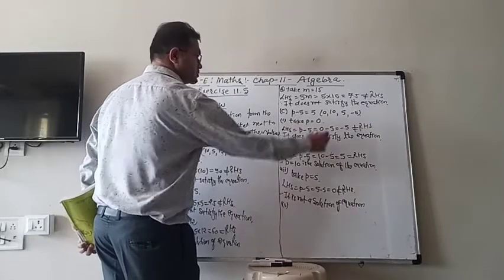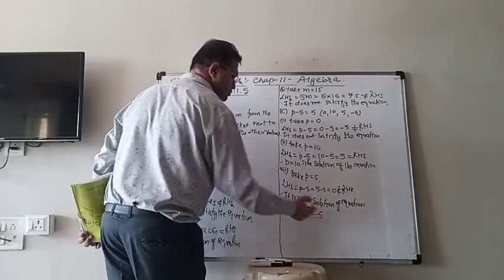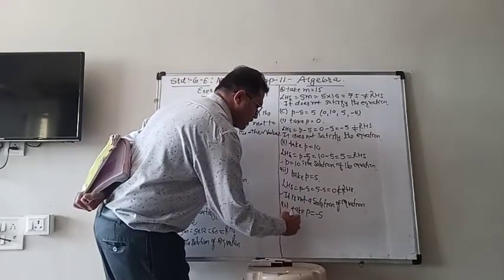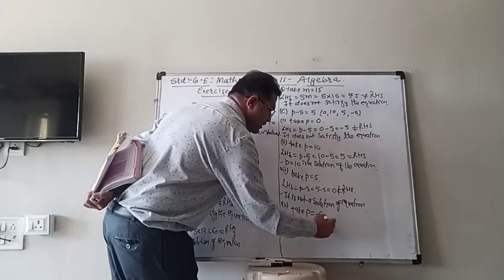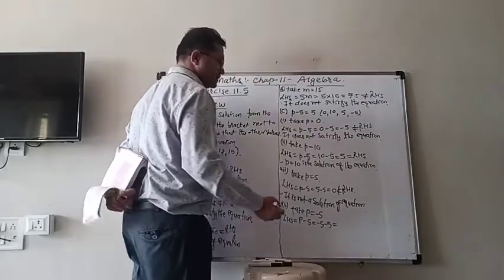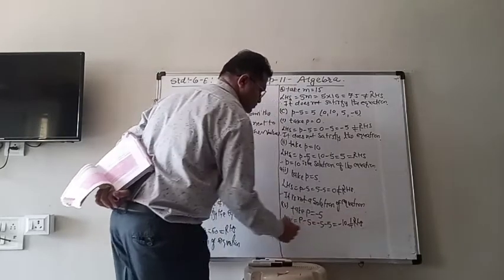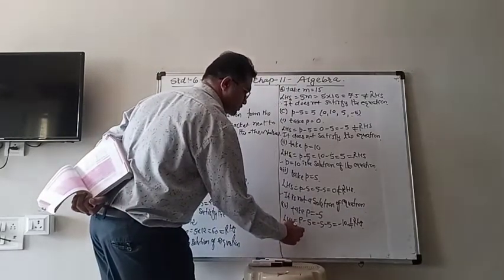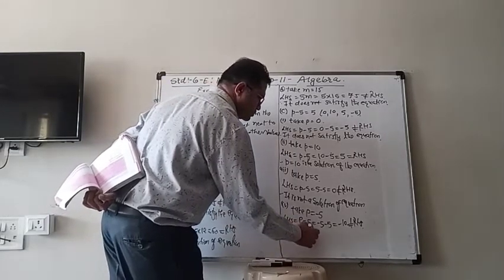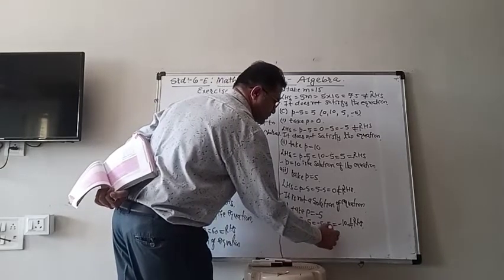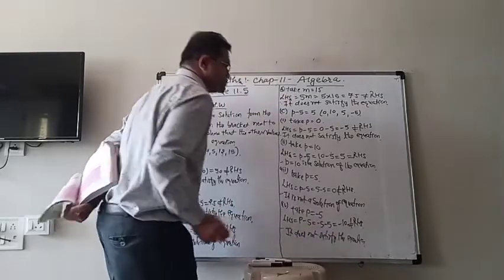And last, p equals minus 5. So now LHS is p minus 5, that is minus 5 minus 5. That becomes minus 10. Also not equal to RHS. Therefore it does not satisfy the equation.